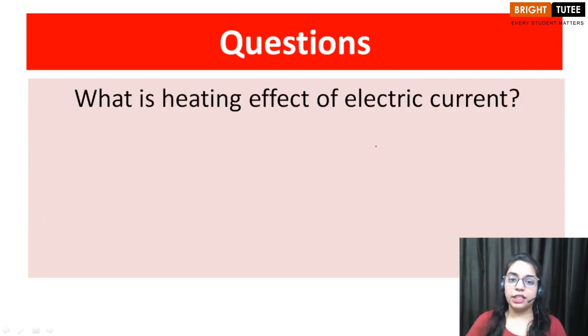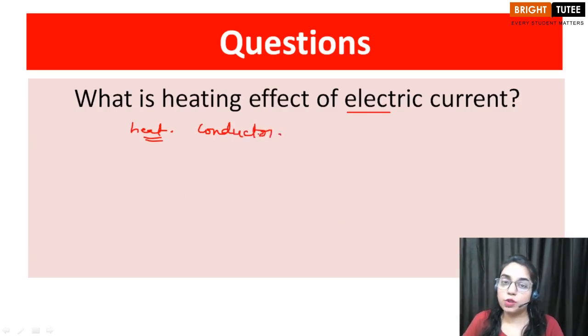What is the heating effect of current? Children, how do you define the heating effect of electric current? It is the heat produced whenever the current flows through a conductor. Whenever heat is produced as the current flows through a conductor, we call this effect the heating effect of electric current.